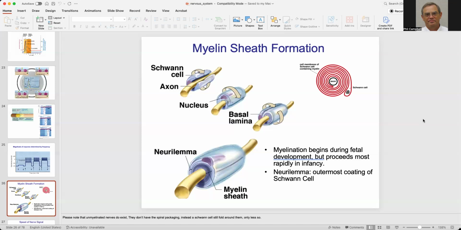Where they're at would be voltage-gated channels, and there are voltage-gated channels all the way along the length of this axon. But the ones under here can't work. There cannot be any exchange because they're covered. That's the insulation part. Now, how does that work?